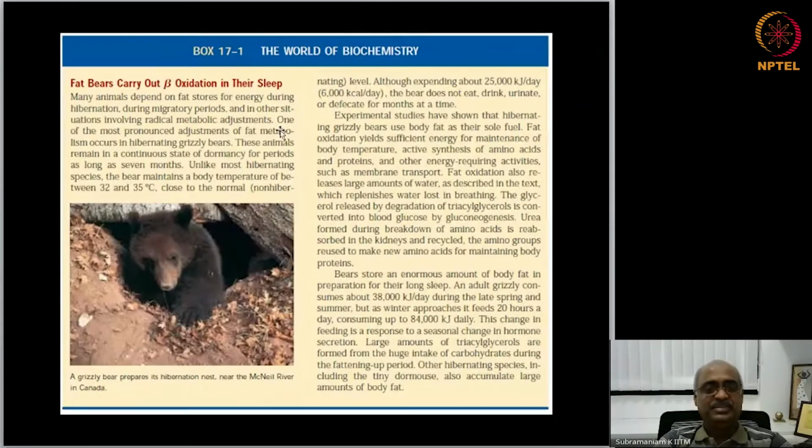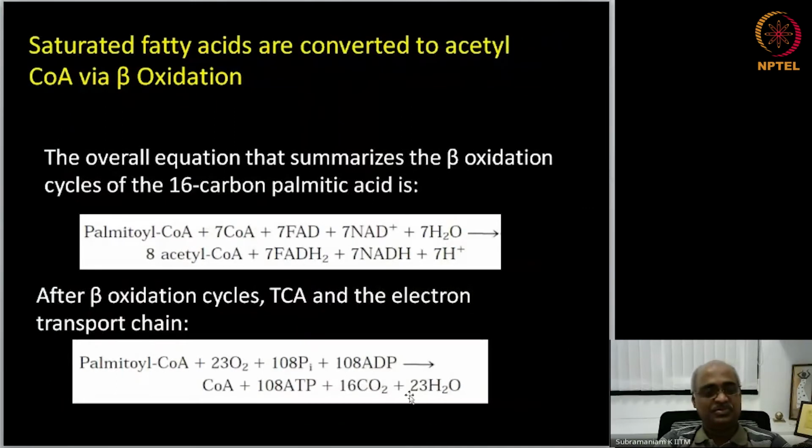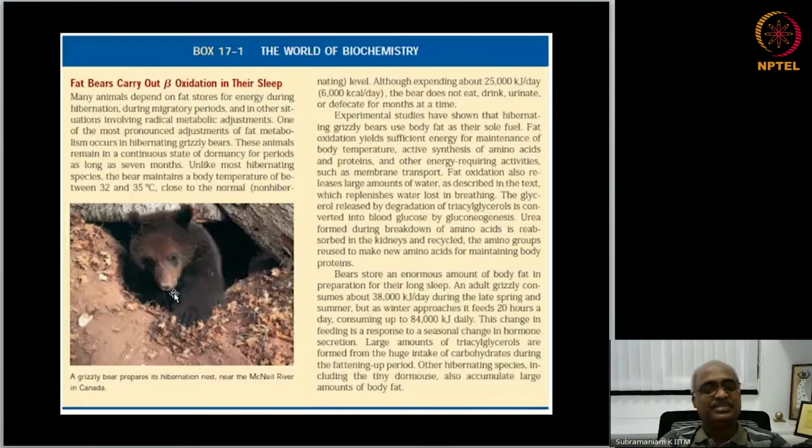And I told you it doesn't drink water. Where does the water come from? It is the 23 molecules from every Acyl-CoA. And that's what provides its water.